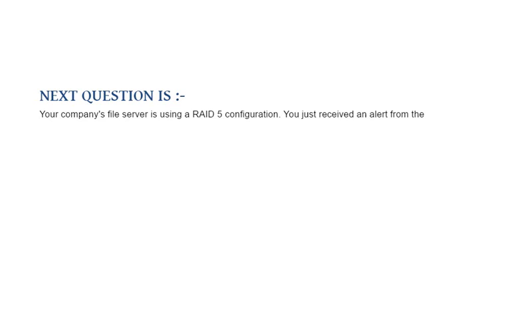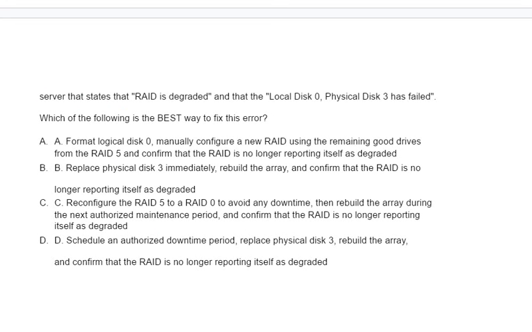Next question is, your company's file server is using a RAID 5 configuration. You just received an alert from the server that states that RAID is degraded and that the local disk 0 physical disk 3 has failed. Which of the following is the best way to fix this error?